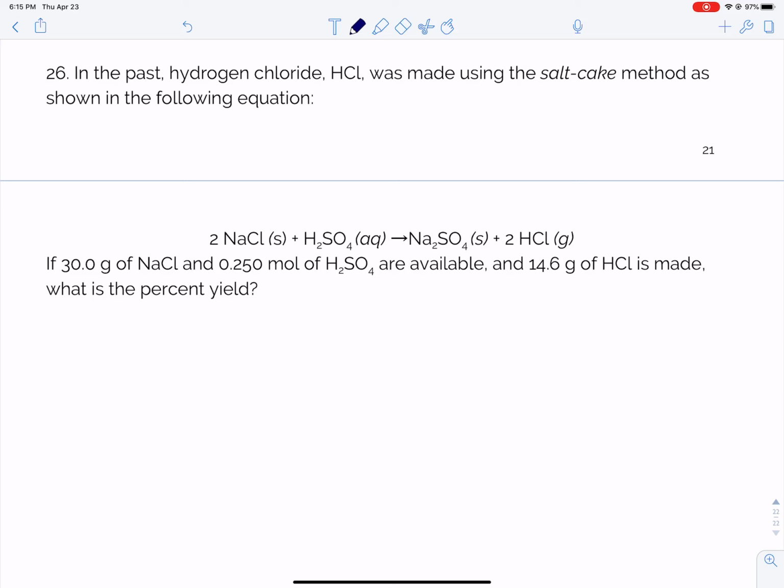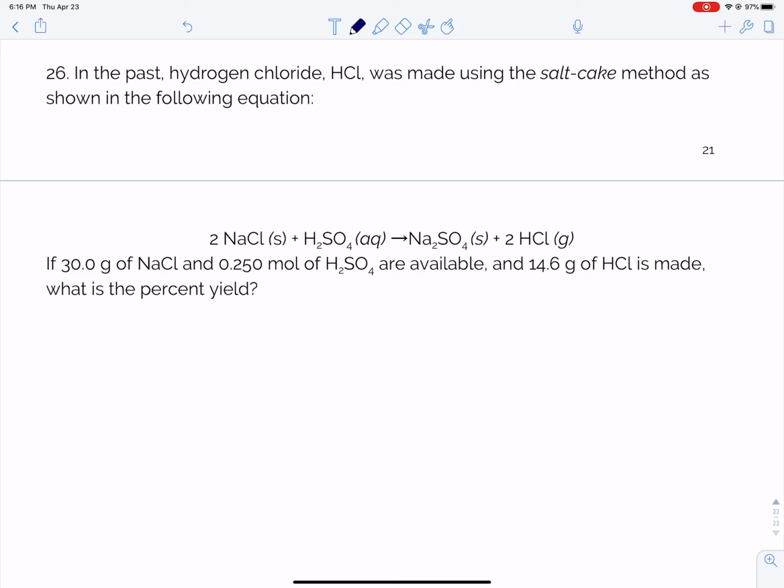That's right. So question 26, in the past, hydrogen chloride was made using the salt cake method as shown by the following equation. If 30 grams of NaCl and 0.25 moles of H2SO4 are available and 14.6 grams of HCl is made, what is the percent yield?